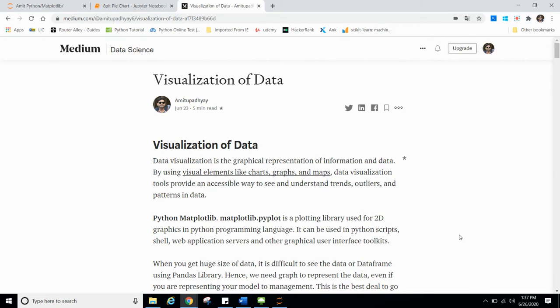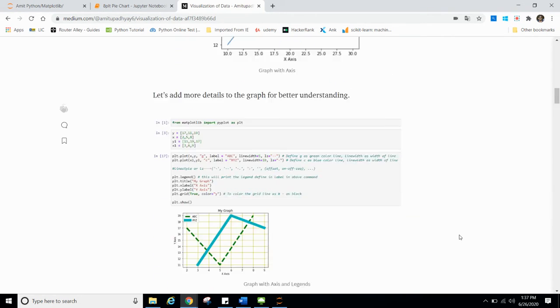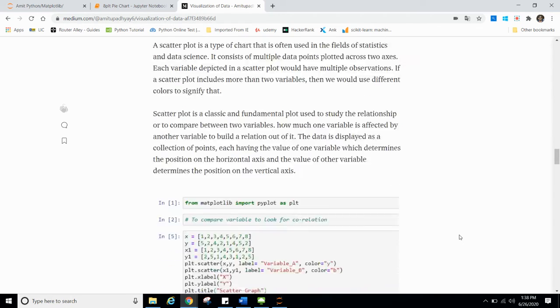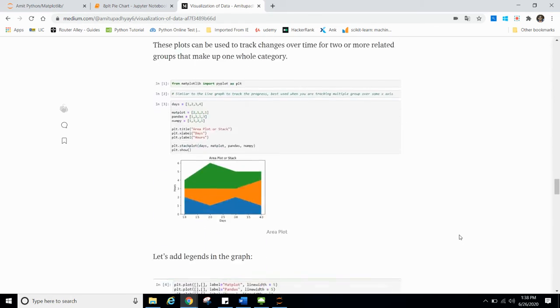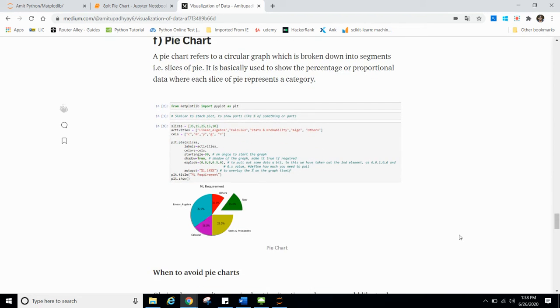I'm Amit. So we have discussed till line chart, bar chart, histogram graph, scatter graph, area plot graph. Today's topic is pie chart. Pie chart refers to a circular graph which is broken down into segment slices of pie. It is basically used to show the percentage of proportional data where each slice of pie represents a category.